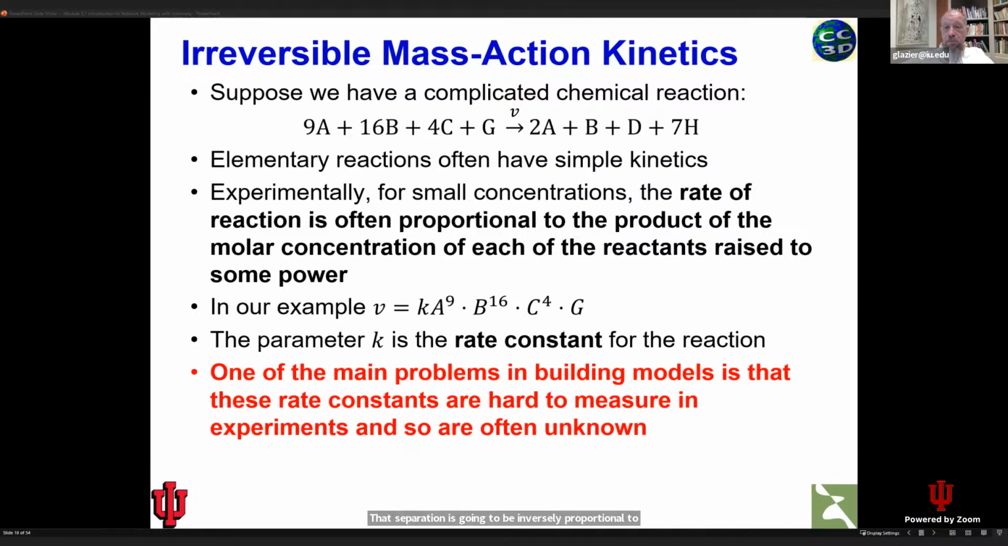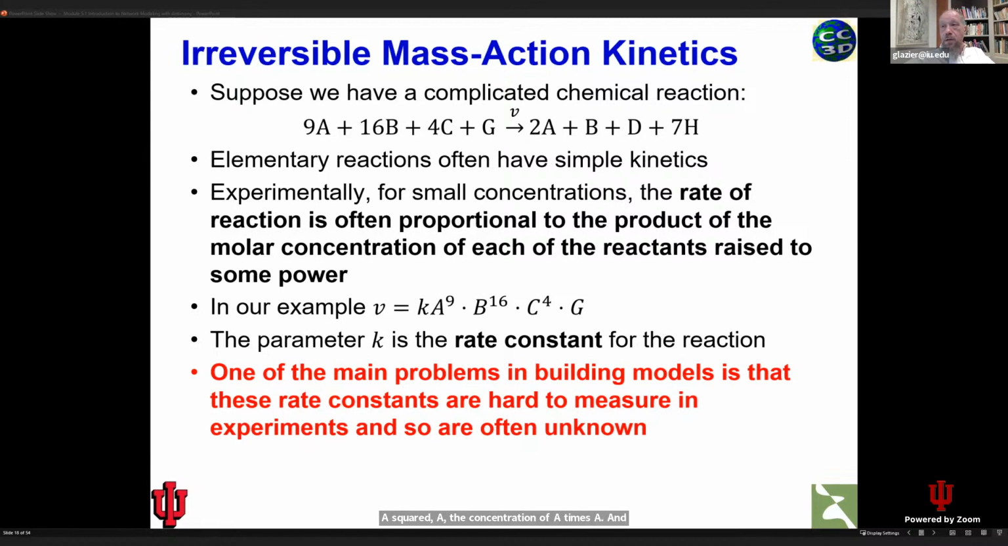If I need 1 molecule of A and 1 molecule of B to be near each other, the probability of that happening is proportional to the product of the concentration of A and B. If I need 2 molecules of A to be near each other, the probability of that happening is proportional to A squared, the concentration of A times A.